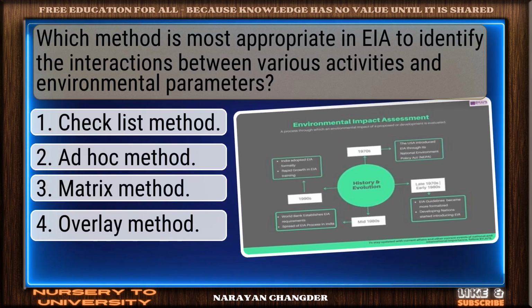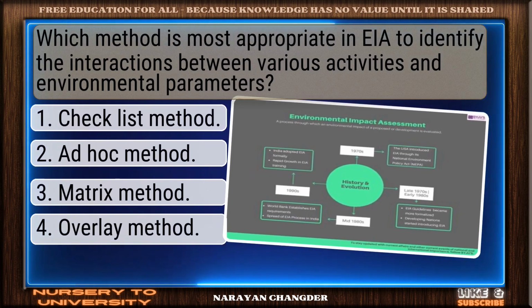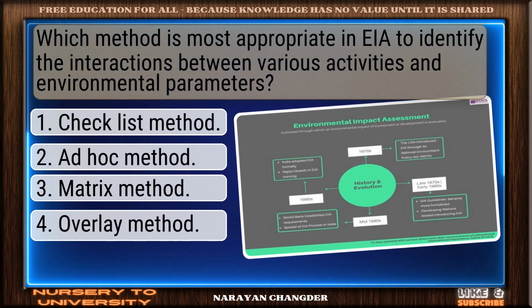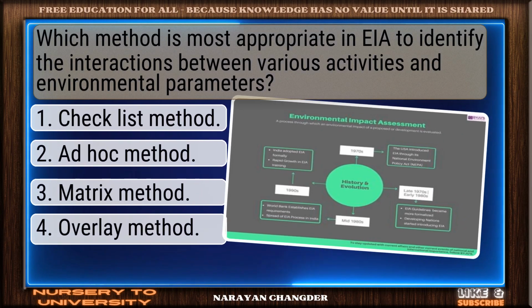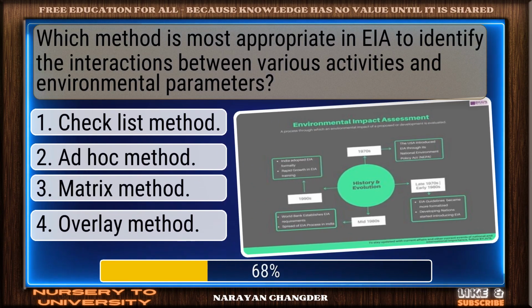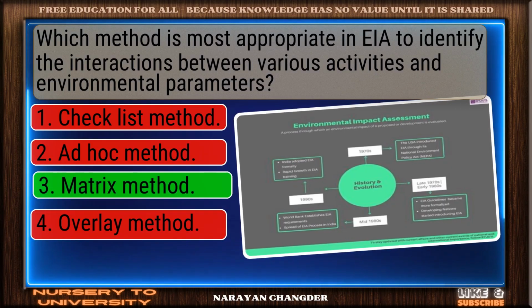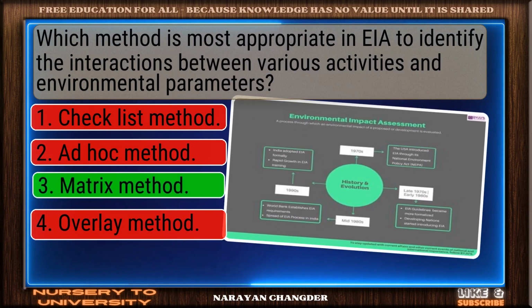Which method is most appropriate in EA to identify the interactions between various activities and environmental parameters? Bravo. Matrix method is the answer.